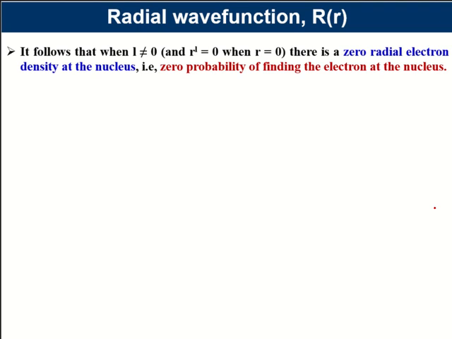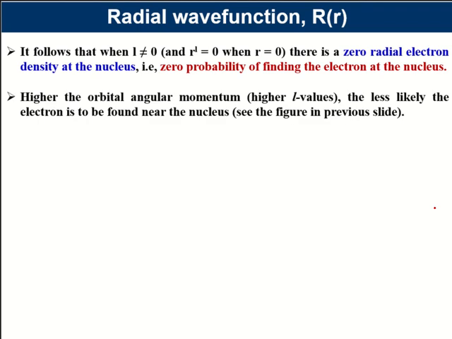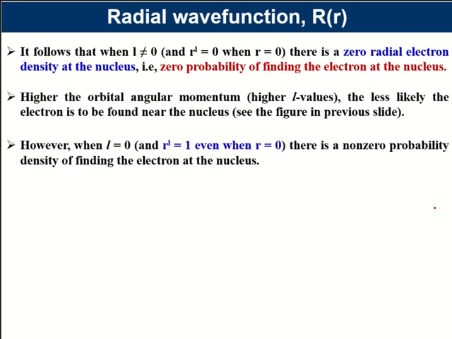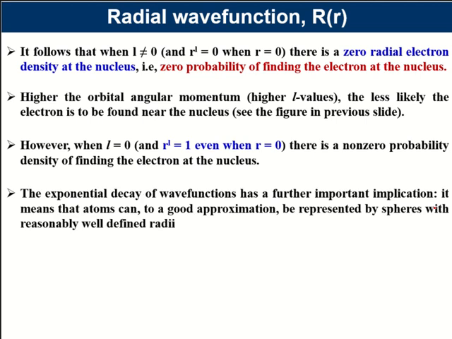So 0 radial electron density at the nucleus, zero probability of finding electron for anything which is having L non-zero. Higher orbital angular momentum, less likely to be found near the nucleus. We have seen in the previous slide. So when L is zero, there is non-zero probability density of finding the electron at the nucleus. So exponential decay is an essential feature of this radial wave function. Exponential decay, e to the power something r के terms में आएगा.